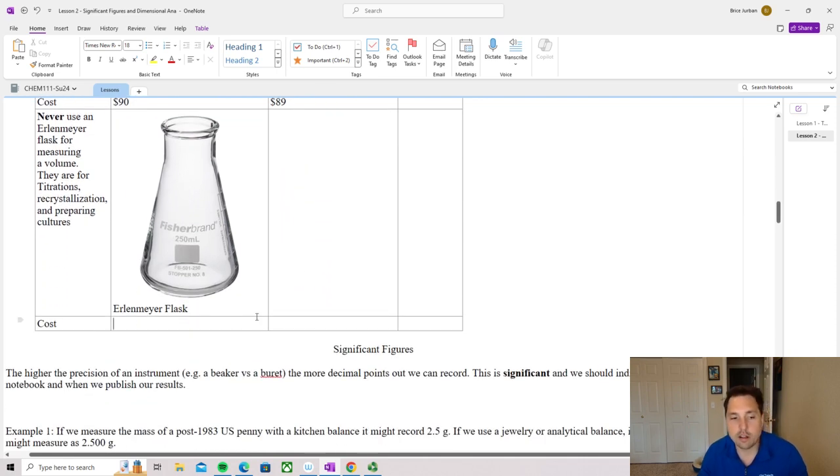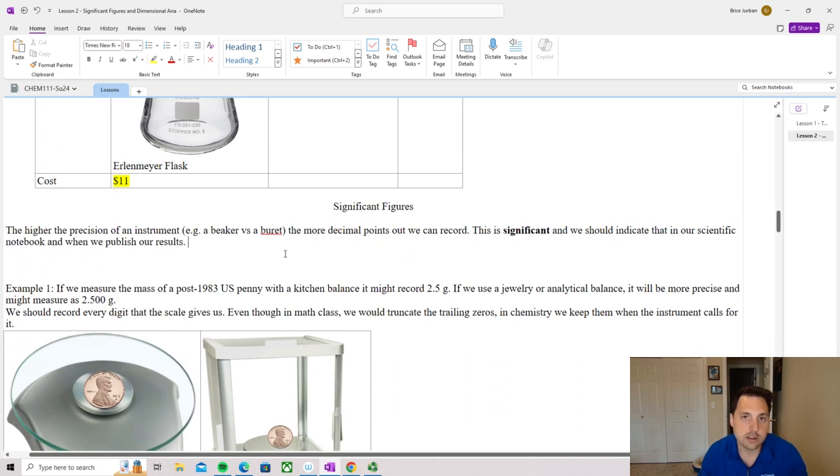Now that we have a little bit of an understanding of how measurements can differ depending on the instruments we have, we can understand the concept of significant figures. So the higher the precision of the instrument, the more decimal points out that we can record. Anytime we report out a lot of decimal points, this is something we should think of as significant. And we always want to indicate this in our scientific notebook when we publish our results.